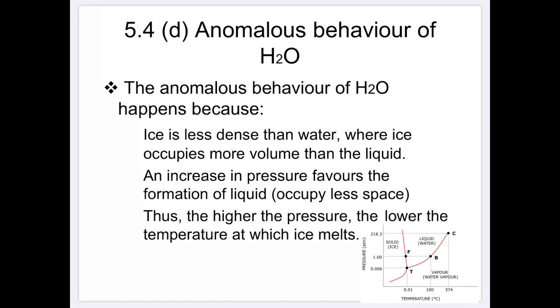Okay, anomalous behaviour ni disebabkan ice adalah kurang tumpat daripada water, di mana ice occupies more volume daripada liquid. Ini kita belajar dalam chapter 4 dulu. Disebabkan ni, solid dengan liquid line tu pergi ke arah kiri sikit. An increase in pressure, so bila pressure increase, dia akan favour the formation of liquid. Maksudnya semakin tinggi pressure, semakin senang untuk terjadi liquid. Ini telah menyebabkan semakin tinggi pressure, semakin rendah temperature untuk ais cair sebab dia lagi senang untuk jadi liquid.